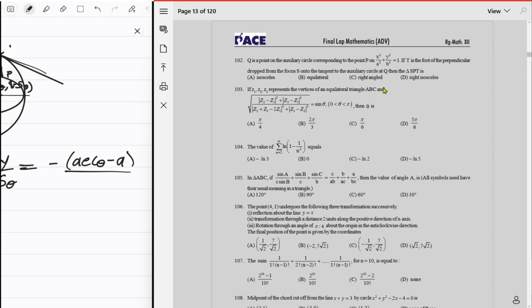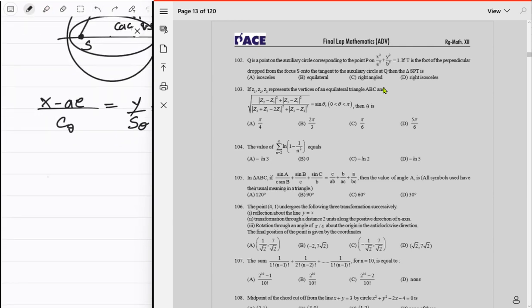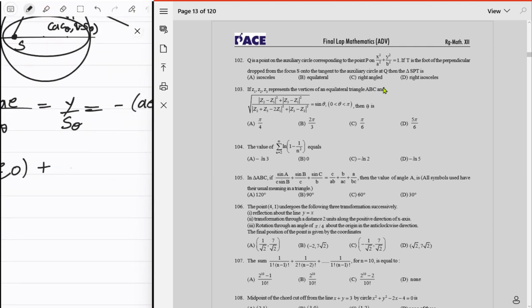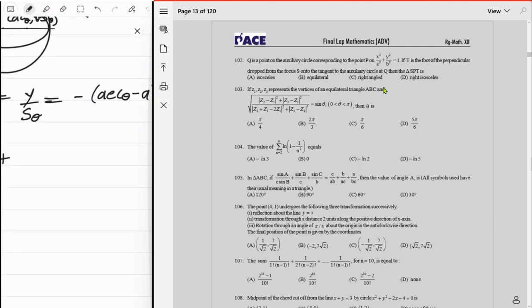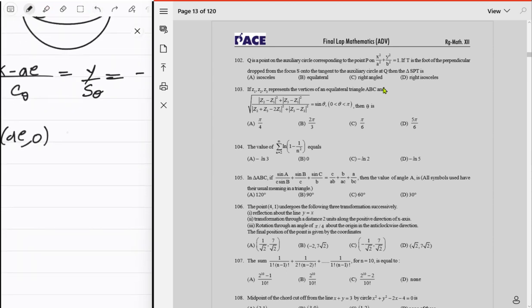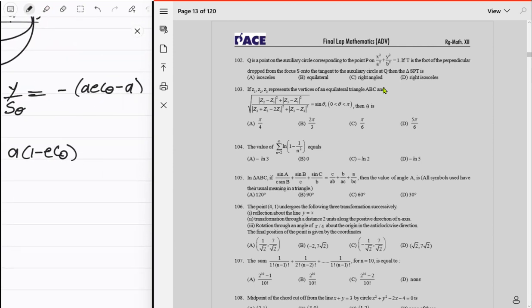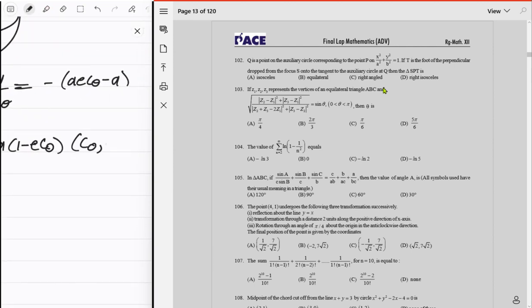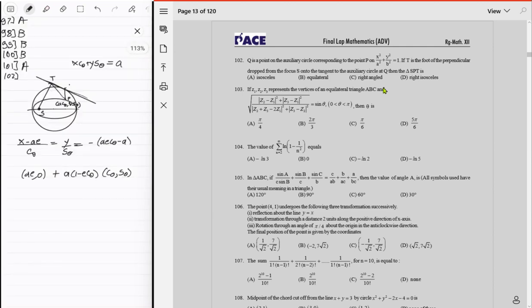Yeah, upon what do I want though? This thing upon this thing, just one, right? So what will it become? a e comma 0 plus cosine theta comma sin theta times this stuff, like negative, what comes in this, see? Okay, this thing, a times of 1 minus e cosine theta times cosine theta comma sin theta, right? That is this point.